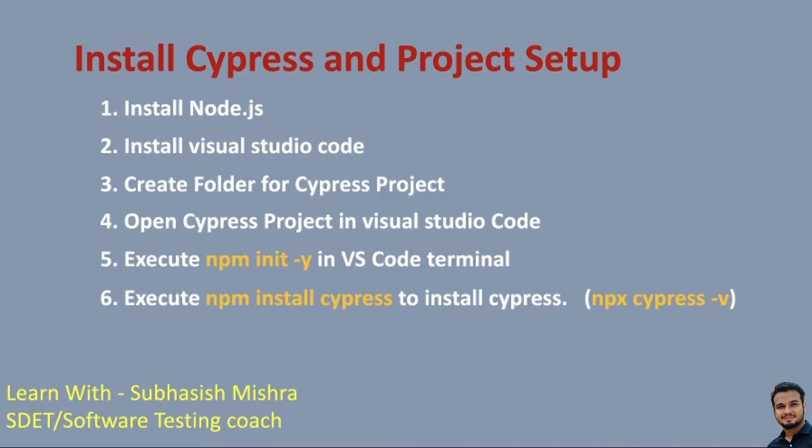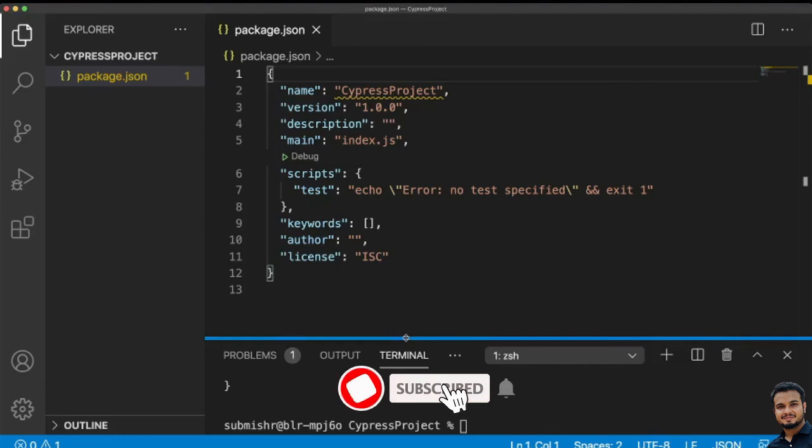We'll install Cypress inside our local system where our project is located. So tomorrow, if you have a different Cypress project and you want to install a different Cypress version for that project, you can do it and install it inside that project location. Okay, so let's go to our terminal and see how we can do it.